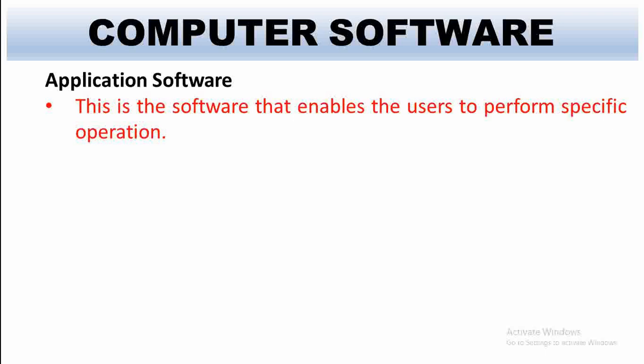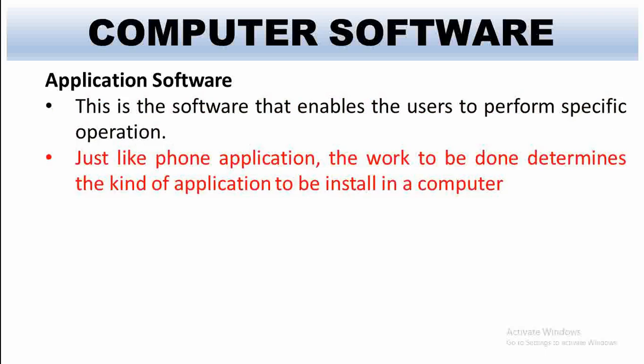The same thing happens with the computer system. Anything you want to do on the computer system, if you have a work to do, you want to type, there is an application required for that. That's the reason why we said application software enables the user to perform specific operation. Like I said earlier, the work to be done determines the kind of application to be installed in a computer system.